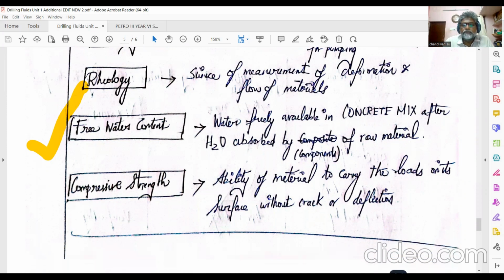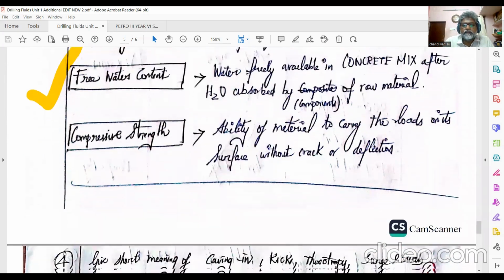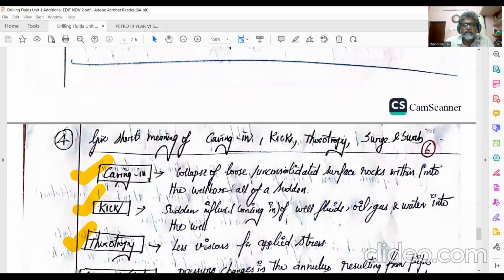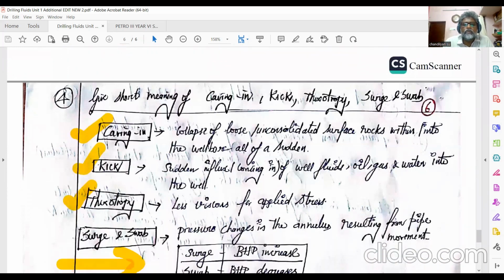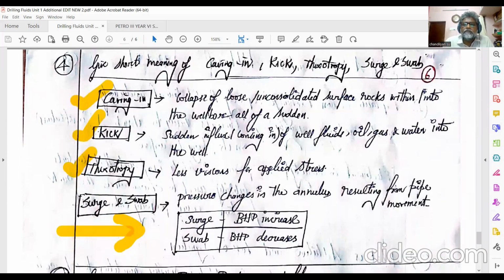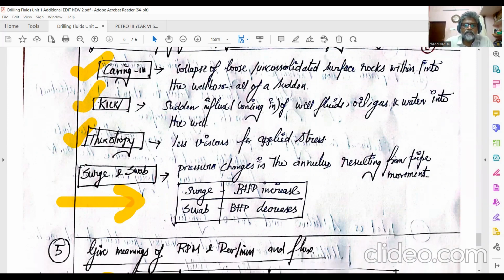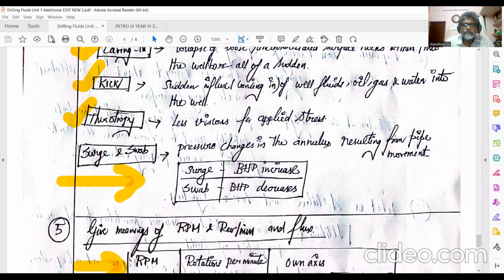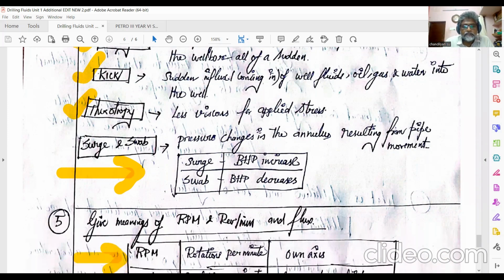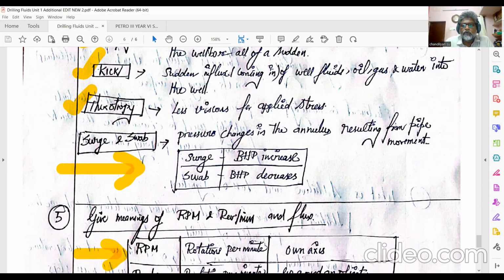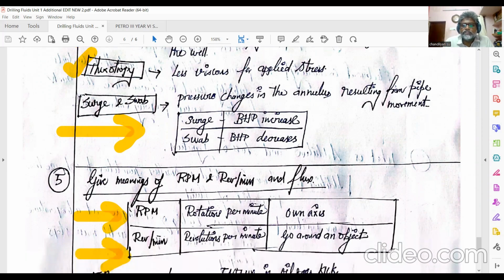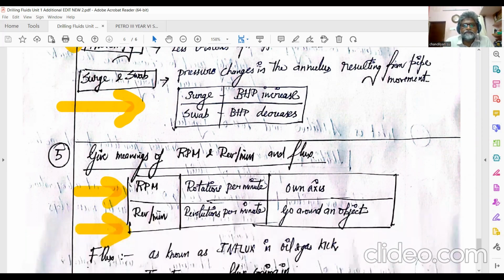Compressive strength, I showed you the picture, and short meanings of caving in, kick, thixotropy, surge and swab. All these concepts are explained to you in my explanations, be it in the drilling fluid or well drilling subjects. You guys know what caving in, kick, and thixotropy are in this subject: viscosity getting reduced with respect to applied stress. Surge and swab pressures: what happens when the drill bit goes down and when the drill bit comes up? The pressure changes are there and it is given here.